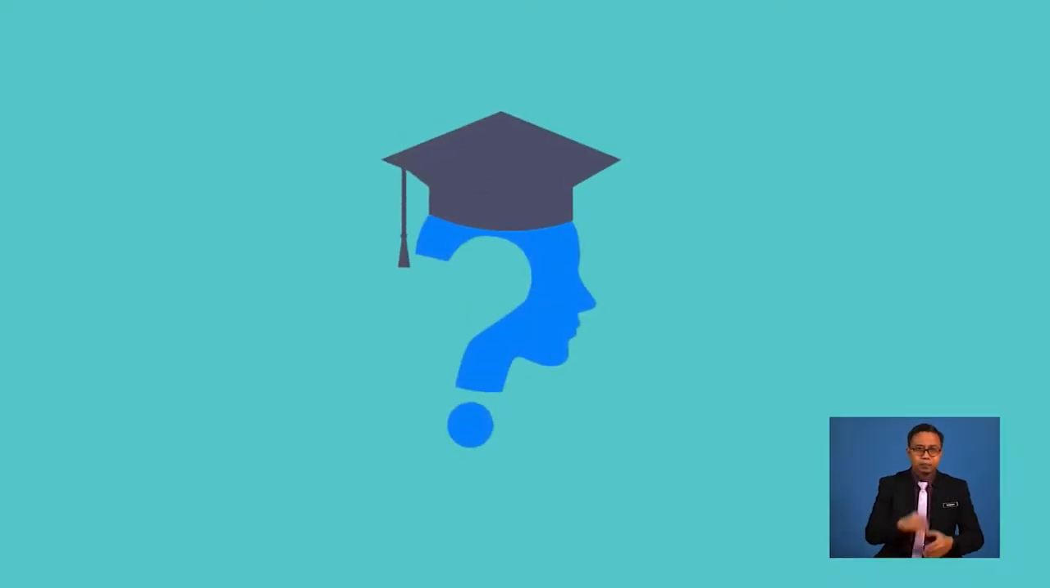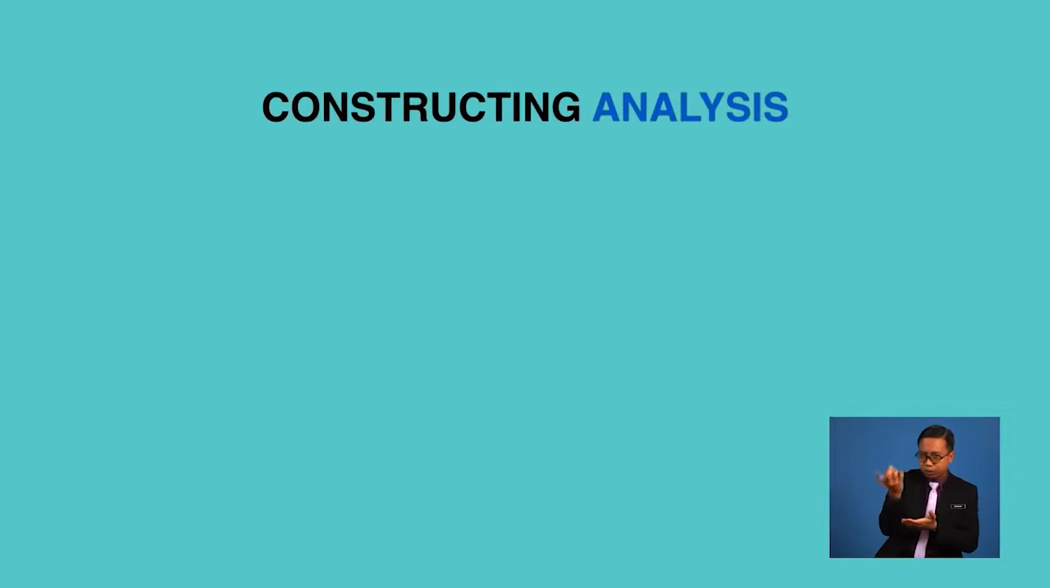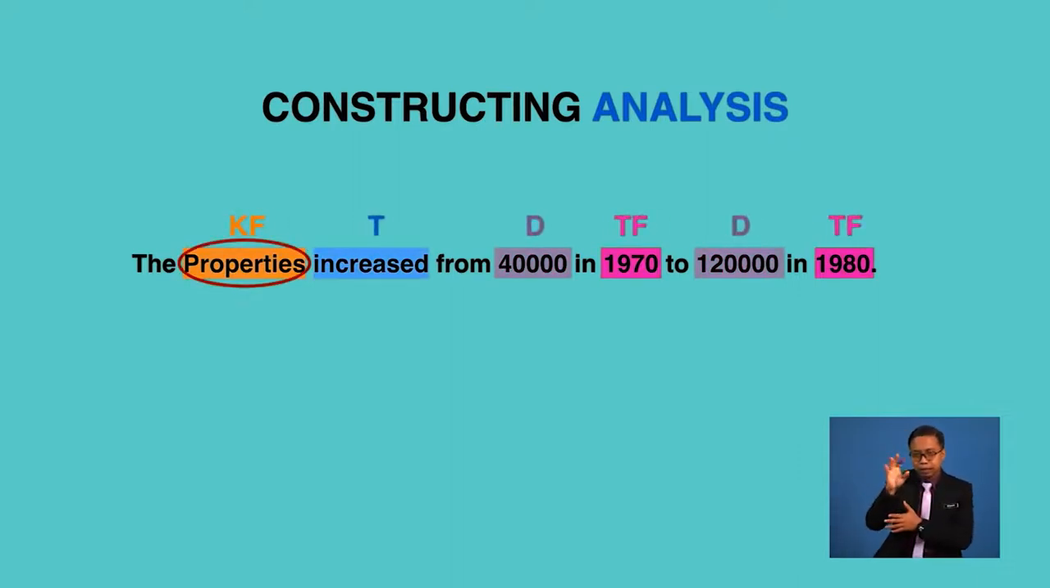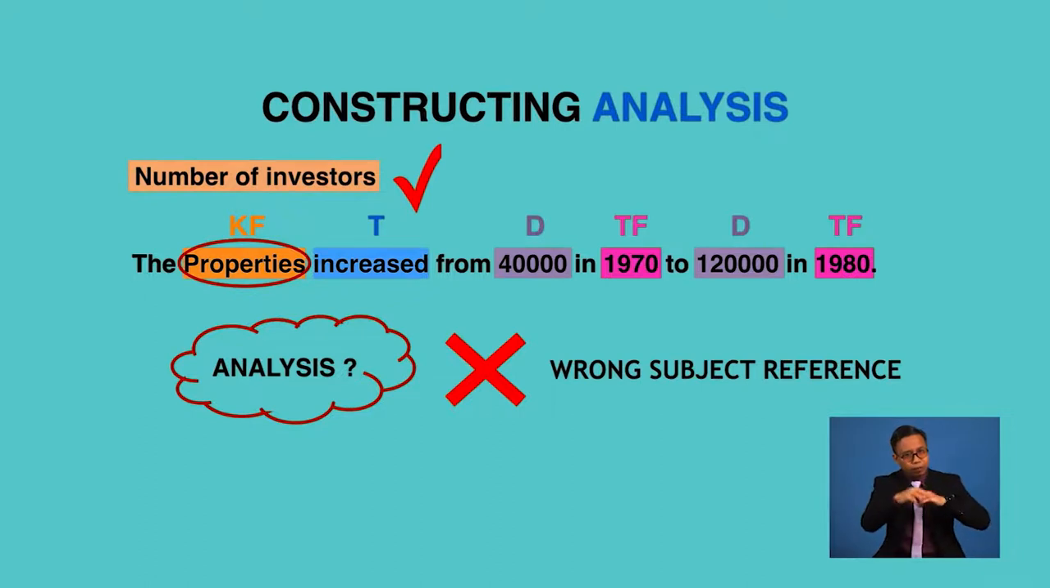Another important aspect to remember is, be careful when presenting the subject reference. Let me ask you a question. Is the following sentence considered as an accurate analysis? The properties increased from 40,000 in 1970 to 120,000 in 1980. Is this an accurate analysis? Obviously not. Why? Because the subject reference should be the number of investors, and clearly, it is missing entirely. Therefore, it changes the information totally.